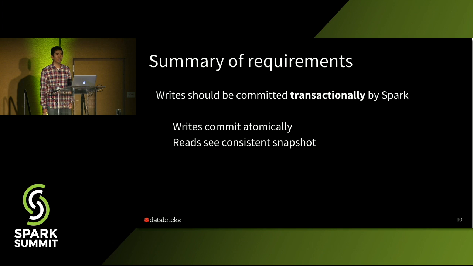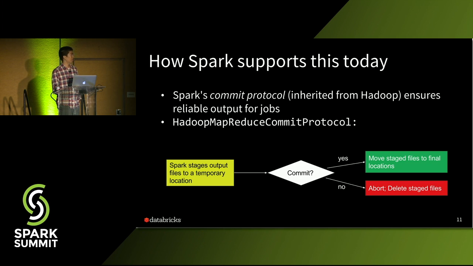To summarize these requirements, writes should be committed transactionally by Spark. Your files should be written atomically, and from the reader side, you should see a consistent snapshot of the data. So how does Spark support this today? Well, Spark's commit protocol, which is a component inherited from Hadoop, ensures reliable output for jobs. The default implementation is the Hadoop MapReduce commit protocol. How it works is that during the execution of a Spark job, the output files for the job are staged into a temporary location. It's only when the job finishes and we decide, yes, we want to commit this data, that the data is actually moved to its final destination. And if the job fails, we can abort and we delete those temporary files.